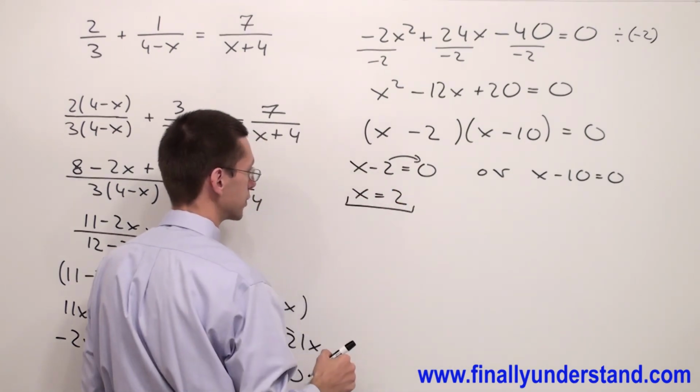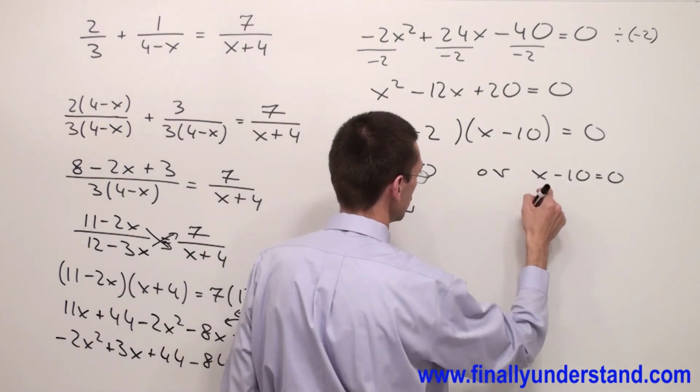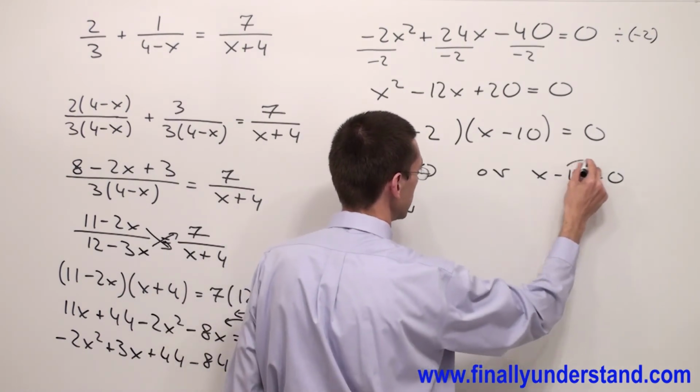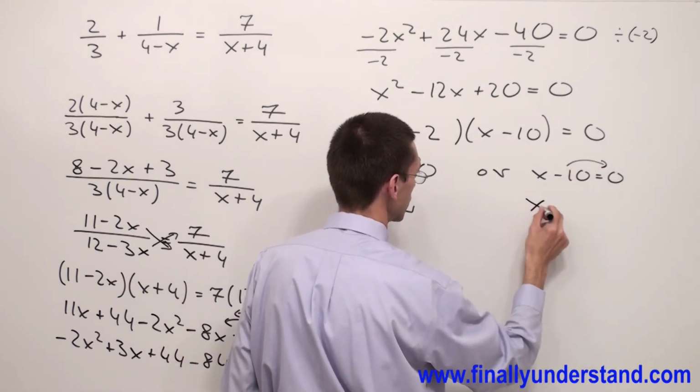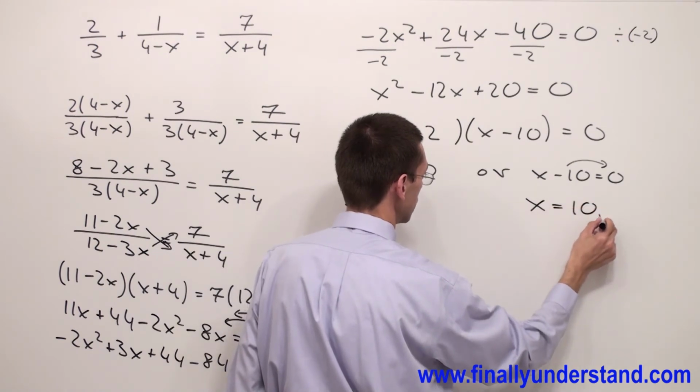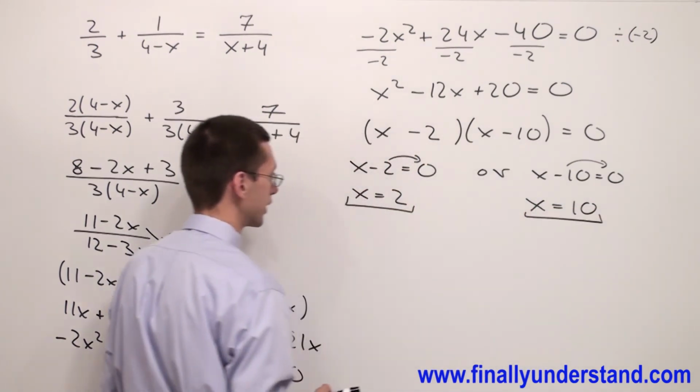This is my first answer. And in order to find x, I have to move negative 10 to the right side. So I have x equals 10. This is my second answer.